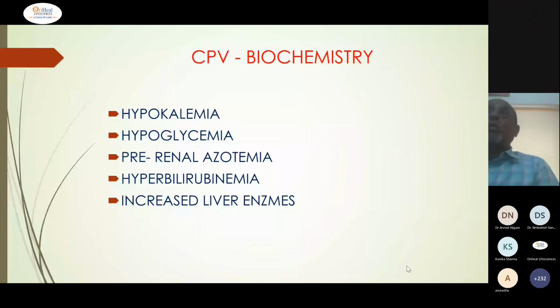Pre-renal azotemia, there's going to be severe dehydration. There can be an increase in BUN and creatinine, but once you give them crystalloids, it will come back to normalcy. Hyperbilirubinemia. I told you that they'll have jaundice. So you have hyperbilirubinemia, and increased liver enzymes because of inflamed intestines.